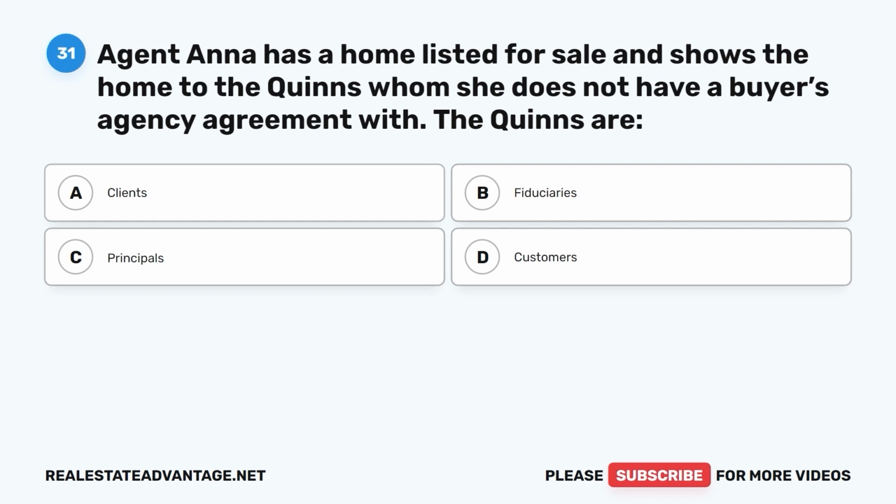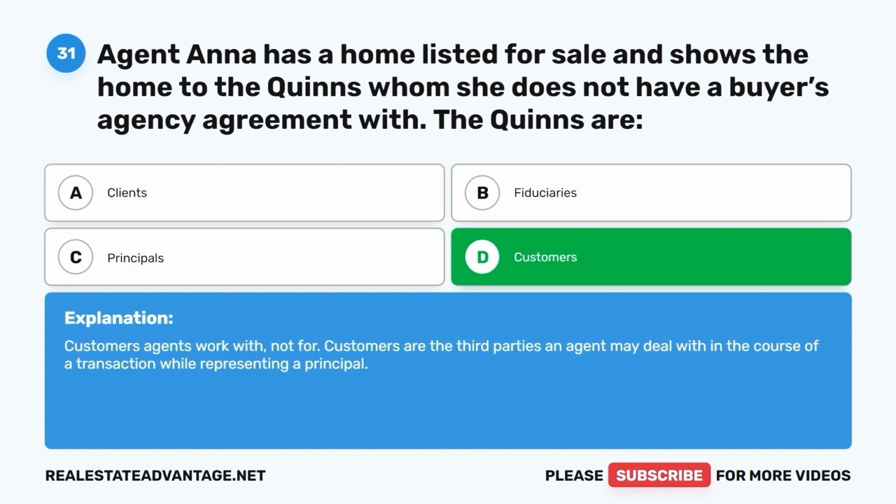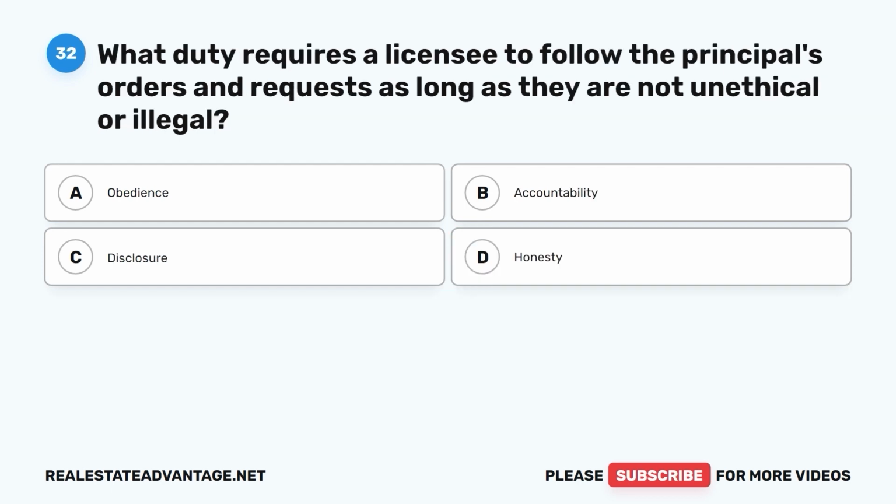The correct answer is D. Customers. Customers agents work with, not for. Customers are the third parties an agent may deal with in the course of a transaction while representing a principal. Question 32. What duty requires a licensee to follow the principal's orders and requests as long as they are not unethical or illegal? A. Obedience, B. Accountability, C. Disclosure, D. Honesty.